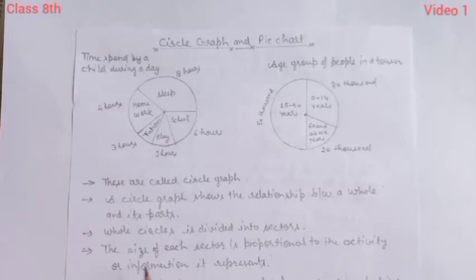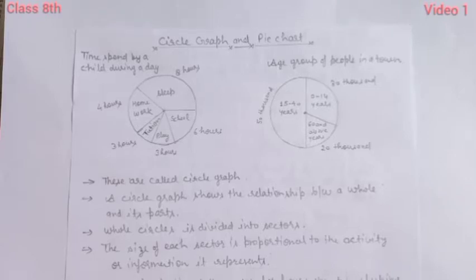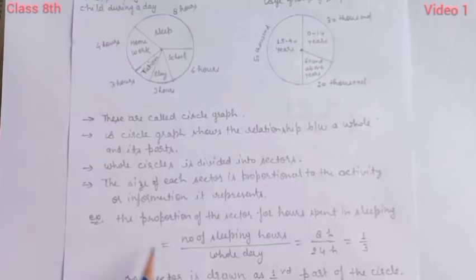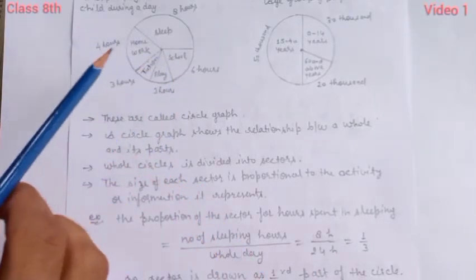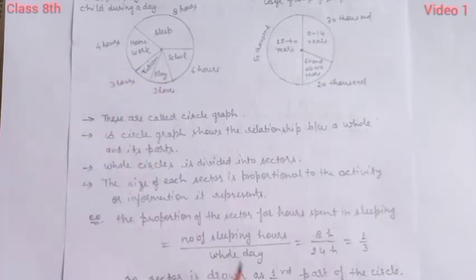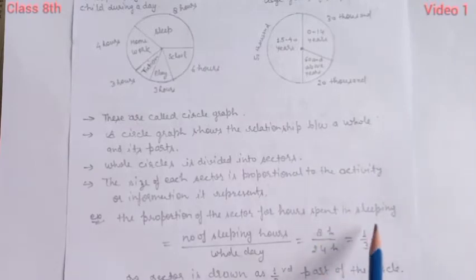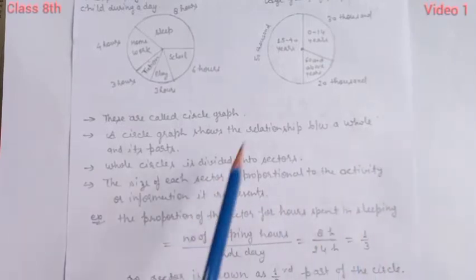Let's understand what proportional means here. The example is the proportion of the sector for hours spent sleeping. By observing this circle graph, the number of hours sleeping is 8 hours. The whole day we have 24 hours. After dividing we obtain 1 by 3. So it is the 1 by 3 part of the whole circle. The sector is drawn as the 1 by 3rd part of the circle.